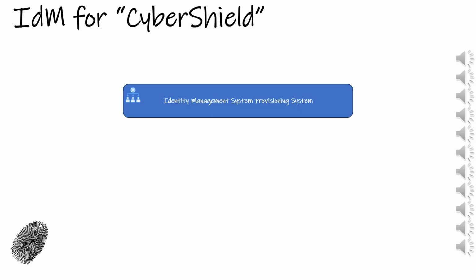Now let us see the complete architecture of identity management for our organization CyberShield. We have HRMS as an authoritative source for all identities which is administrated by the Human Resources Department. Whenever a new employee joins, a new record is created in HRMS for that employee. In case of employee promotion or transfer, employee records are updated in the HRMS system. If an employee retires or leaves the organization, the employee records are marked as inactive.